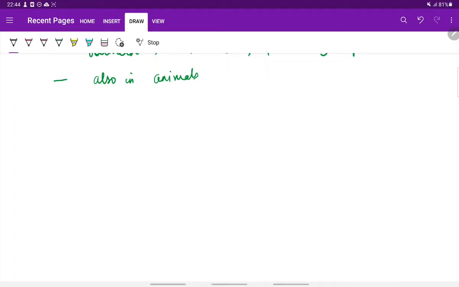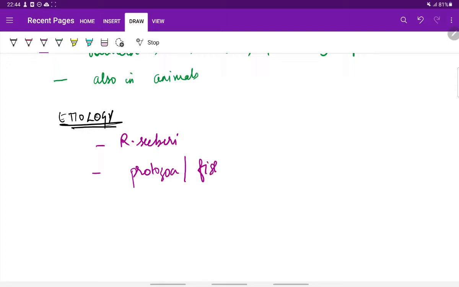Coming to the etiological agent, commonly this is caused by Rhinosporidium seberi, as we have seen earlier. Sometimes it is considered to be caused by protozoa or a fish parasite belonging to the DRIP group. D stands for dermocystidium, R for rosette agent, I for ichthyophonus, and P for sorospermum.